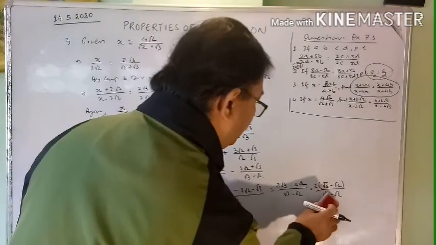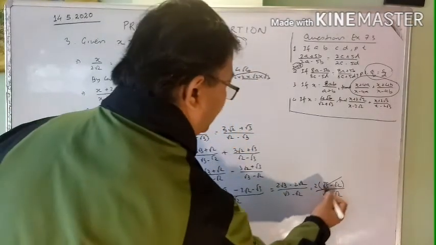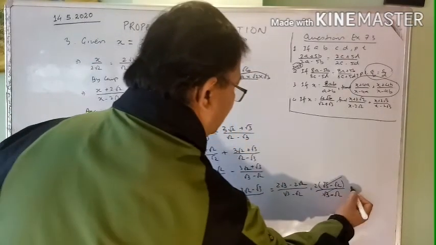Okay, this is root 3 minus root 2. So this whole thing gets cancelled. So your answer is 2.